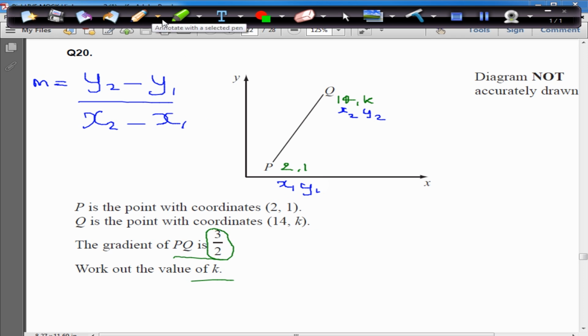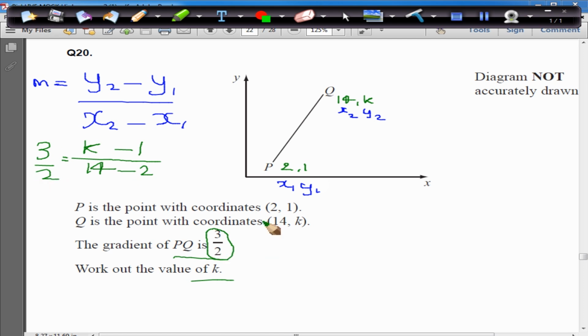Okay, so let's look back at the formula. The formula is telling us to put into here y2. What is y2, folks? K. Minus y1. What's y1? 1. Divided by x2. What's x2? It's 14. Take away x1. x1 is 2. And all of this should give us an answer of, what is the answer for the gradient? 3/2. Not 3.5, just 3/2.